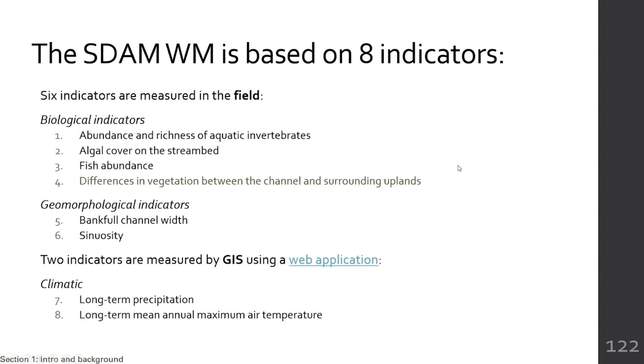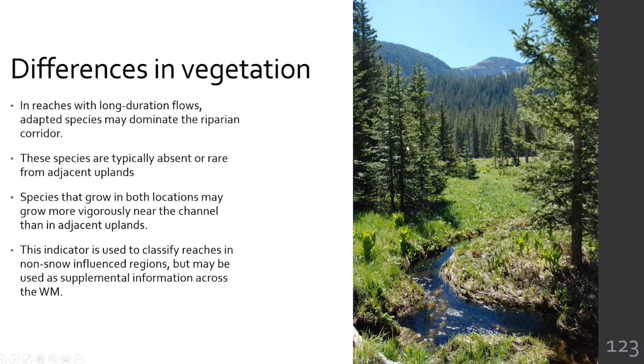The last biological indicator is differences in vegetation between the channel and surrounding uplands. In general, when reaches have long duration flows, you have species of plants that dominate riparian zones that are really well adapted to those flowing conditions. And these same species are typically absent or rare from adjacent uplands. If you have species that are found in both locations, they typically grow more vigorously near the channel than they do in the adjacent uplands.